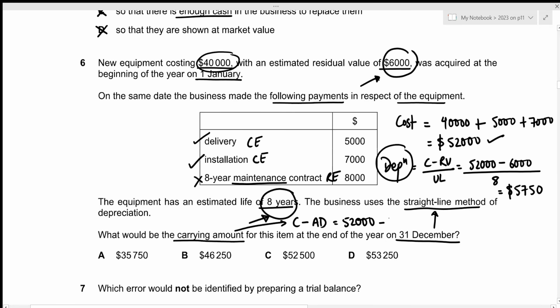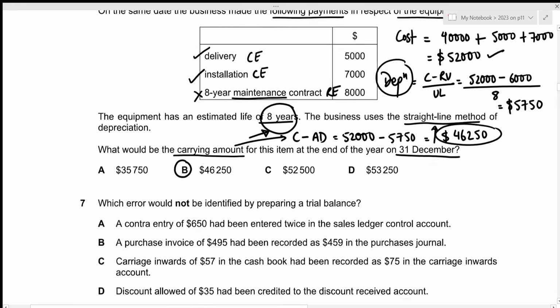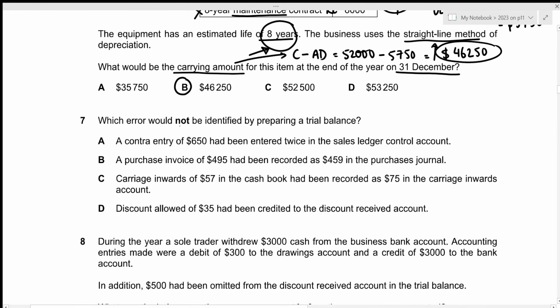The accumulated depreciation is 5,750. Now this gives the carrying amount to be 46,250. So this is the answer we're looking for, and it is given in option B. Okay. Now, which error would not be identified by preparing a trial balance?